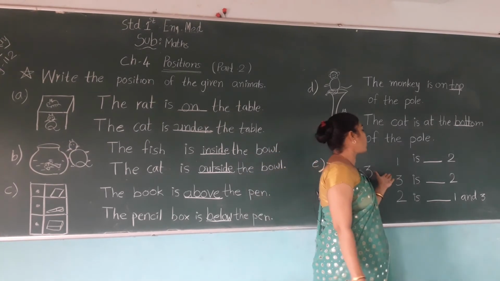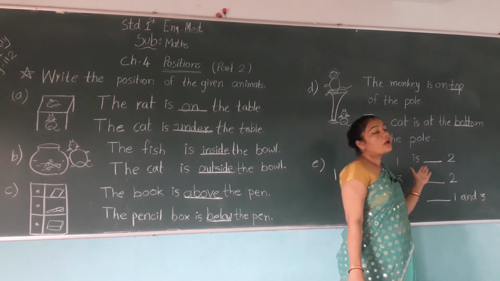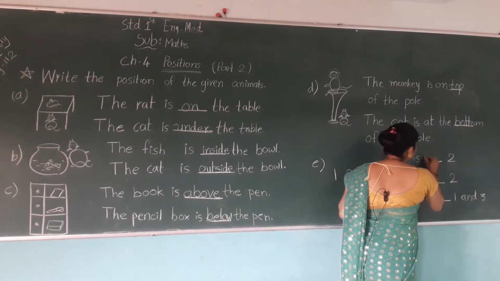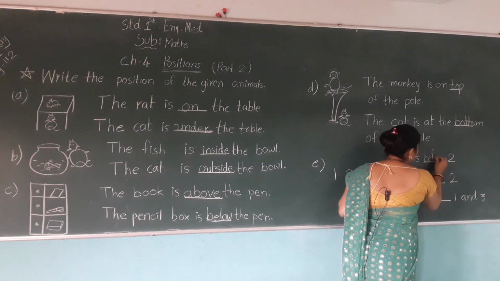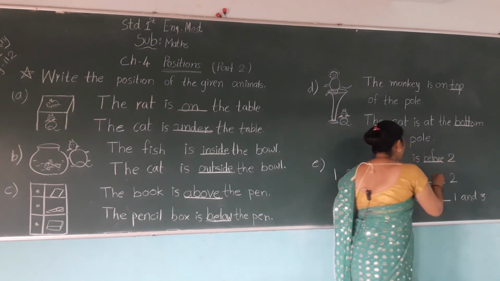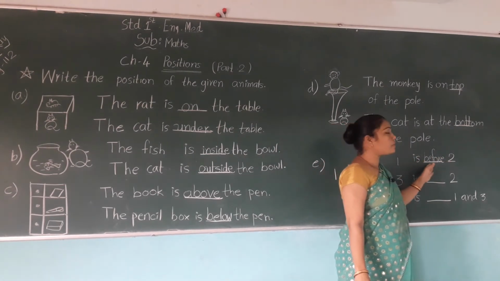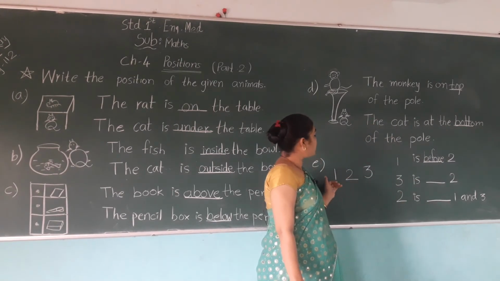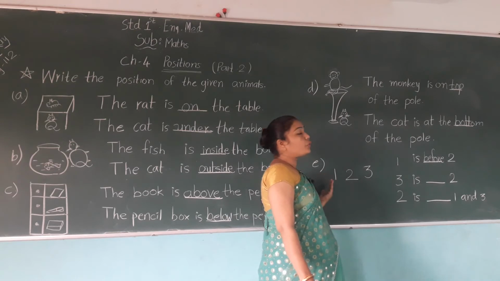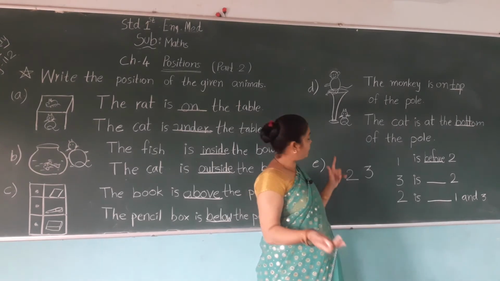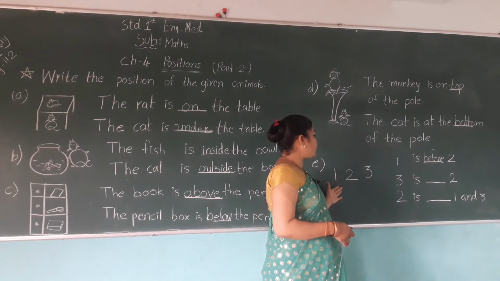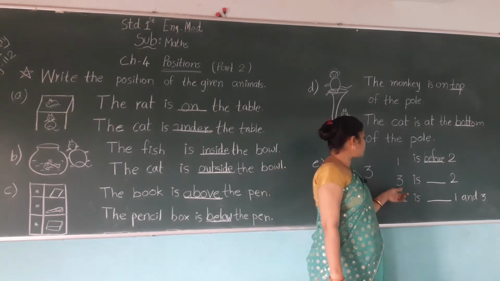तो so what we write here? Before. What is the spelling of before? B-E-F-O-R-E. Before. 1 is before 2. What is the position of 1? The 1's position is before 2. 2 से पहले क्या आता है? 1. Before 2.